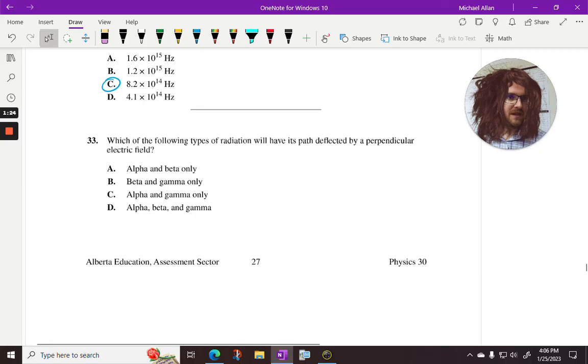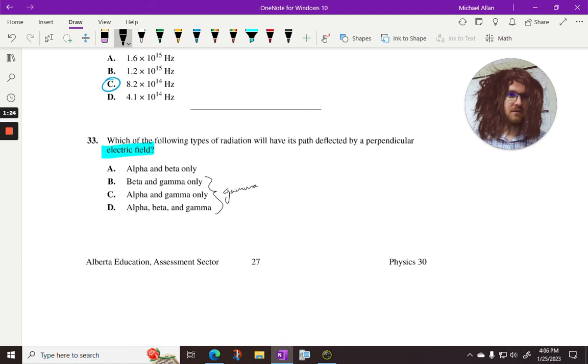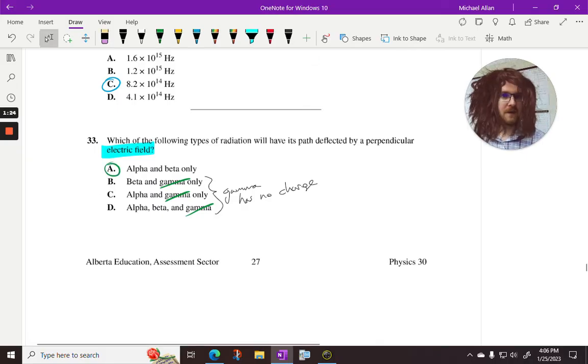Which of the following beta radiations will be deflected by a perpendicular electric field? Because the electric fields will affect charges. Gamma has no charge. It's just a photon, right? The only things that have a charge are going to be alpha and beta. So I'm going to cross off the gammas, and the only one left here would be A. All right.